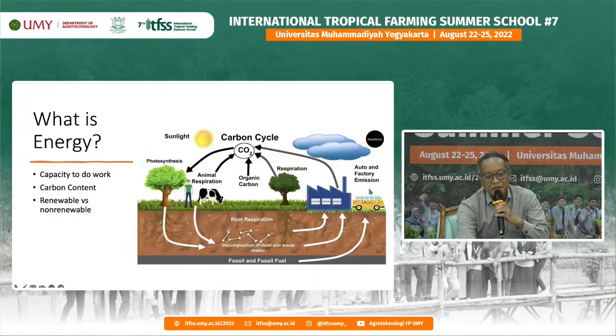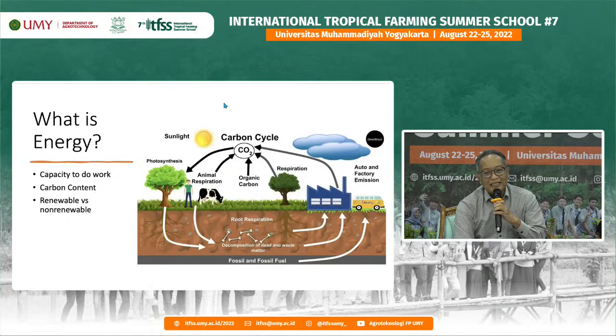This is the carbon cycle. So what we want to take for the energy, the bioenergy, is the carbon content from the biological bodies. And then energy is also divided into two categories. The first one is renewable and non-renewable energy.